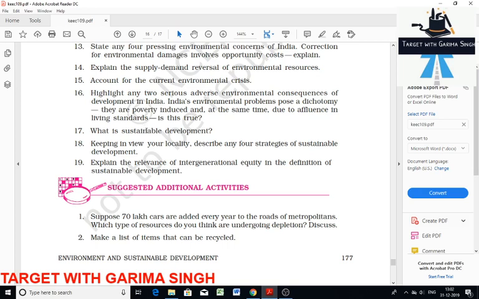What is sustainable development? Sustainable development implies meeting the basic needs of the present generation and extending to all the opportunity to satisfy their aspirations for a better life without compromising on the needs of future generations. Next, keeping in view your locality, describe any four strategies of sustainable development.